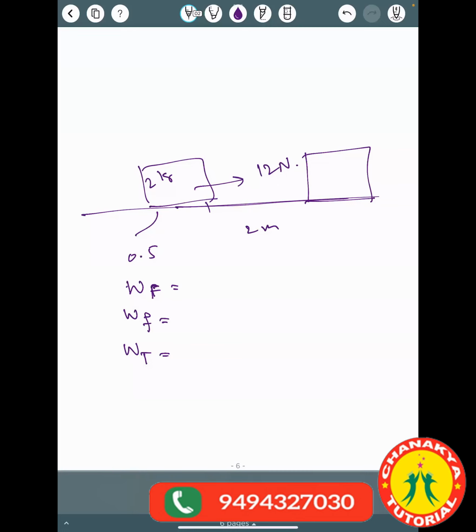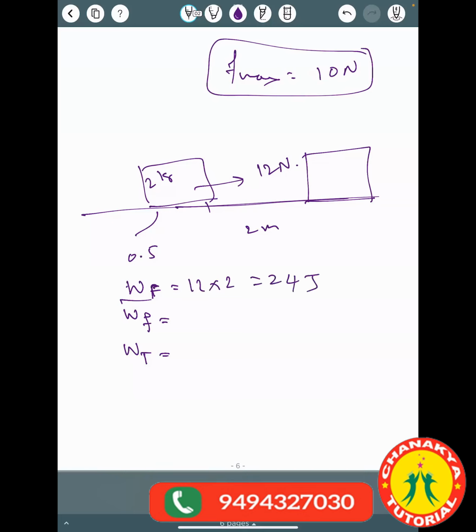So here block will move, right? Because maximum static friction will be 10 Newton. It comes out to be 10 Newton. We calculated just before. So 12 Newton is more than 10 Newton. So it will move. So work done by F will be 12 into 2, 24 joule. What will be work done by friction? Minus 20. Yes, minus 10 into 2, minus 20 joule. What will be the total work done? 4 joules. Okay, very good. Let us do more. All right.